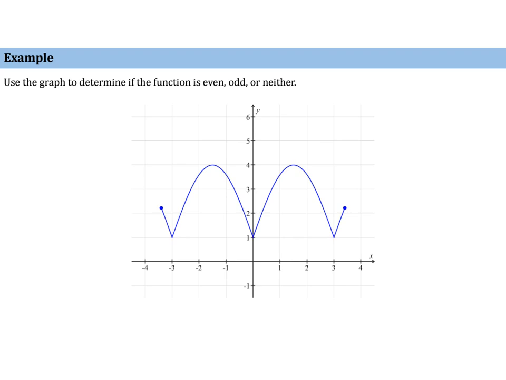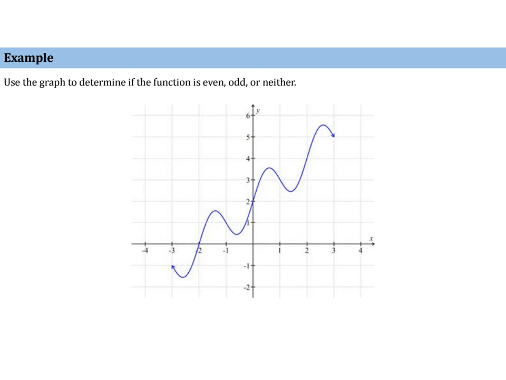So if we are given a graph and we want to determine whether or not we have an even function or an odd function, it comes down to looking at the symmetry. So first thing first, if we fold along the y-axis, do these match up? So if we fold here, does what we see on one side match up with what we see on the other? And yes. So since we have symmetry about the y-axis, that means that we have an even function.